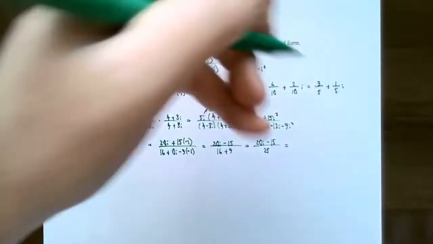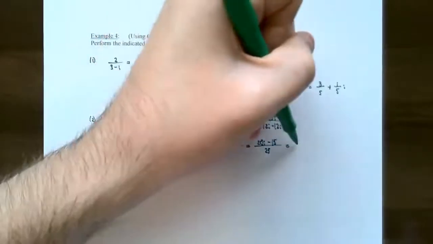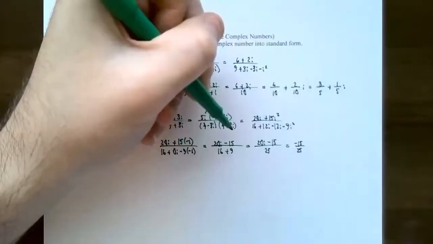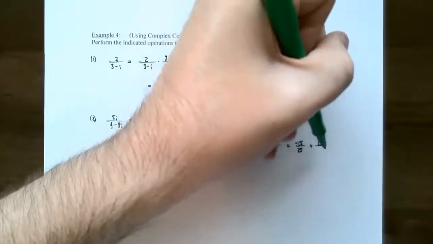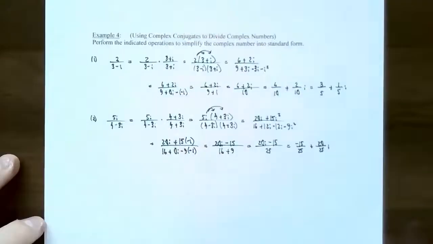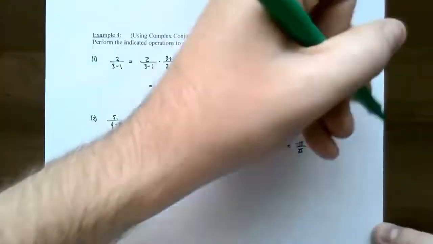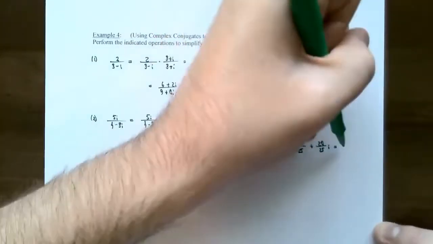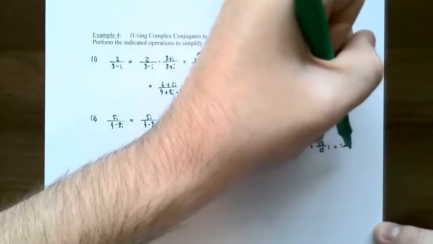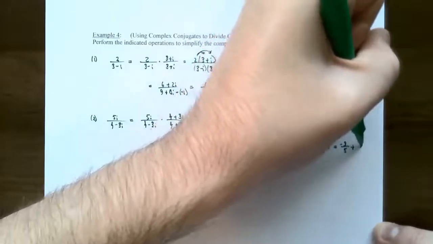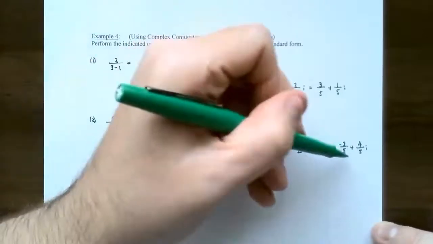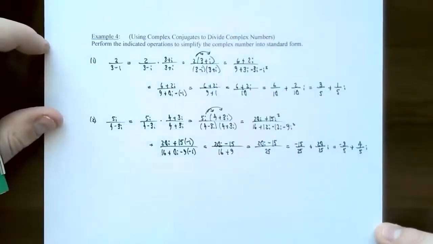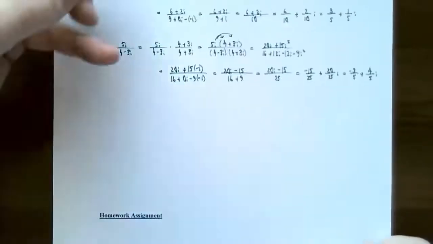So notice that the real part is negative 15 divided by 25. The imaginary part is 20 divided by 25 i. And so this will simplify the fractions to be negative 3 fifths plus 4 fifths i. So again, this is a complex number and it's in standard form. Okay, a couple more. Number 3.